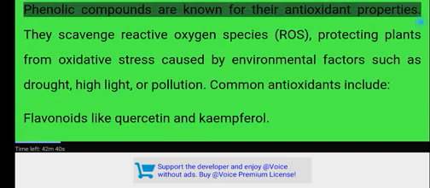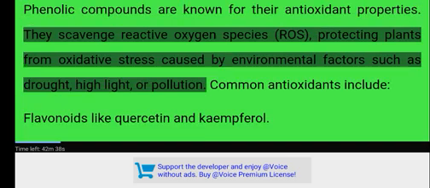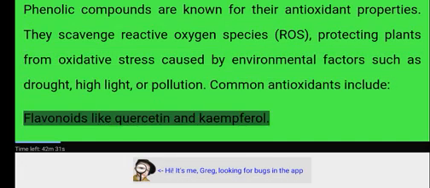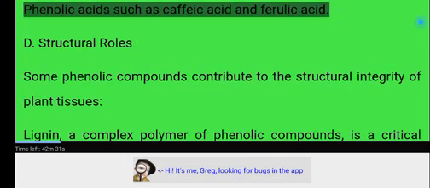C. Antioxidant activity. Phenolic compounds are known for their antioxidant properties. They scavenge reactive oxygen species, protecting plants from oxidative stress caused by environmental factors such as drought, high light, or pollution. Common antioxidants include flavonoids like quercetin and kaempferol, and phenolic acids such as caffeic acid and ferulic acid.